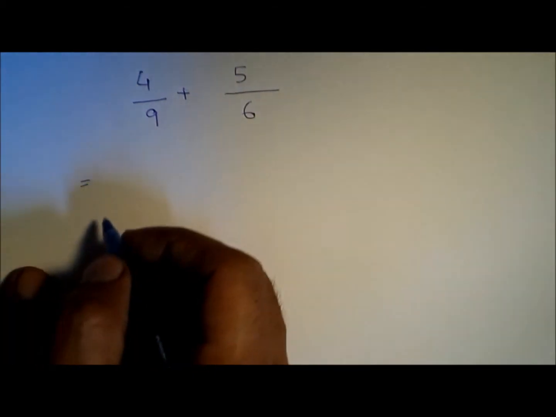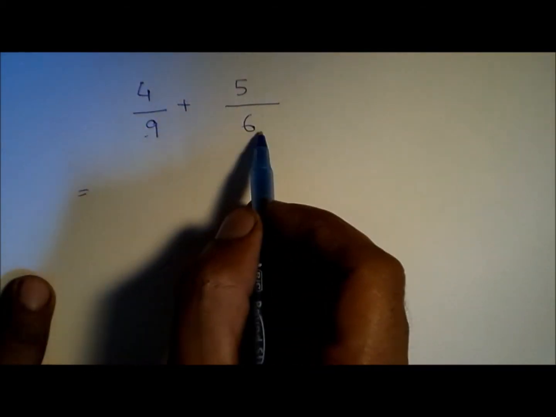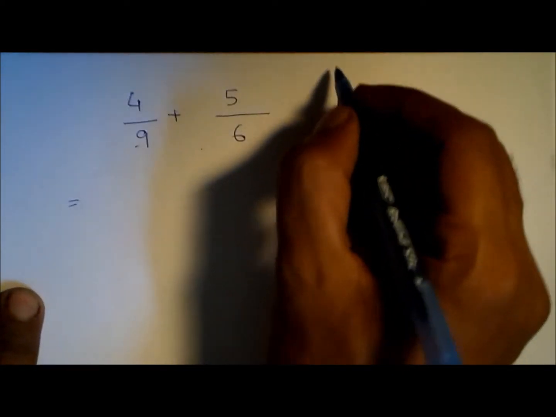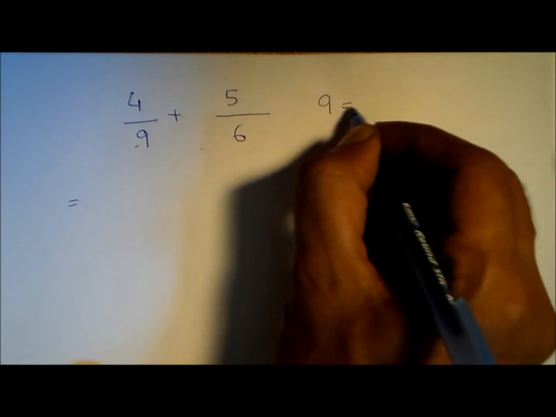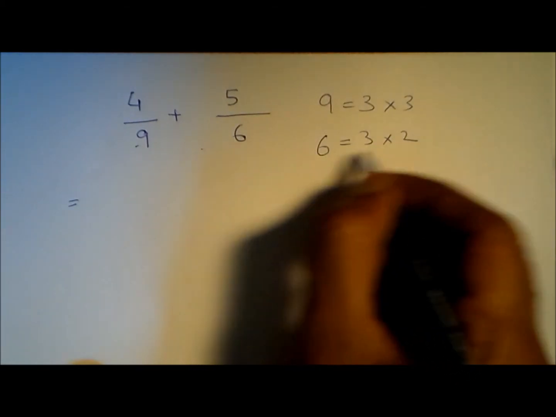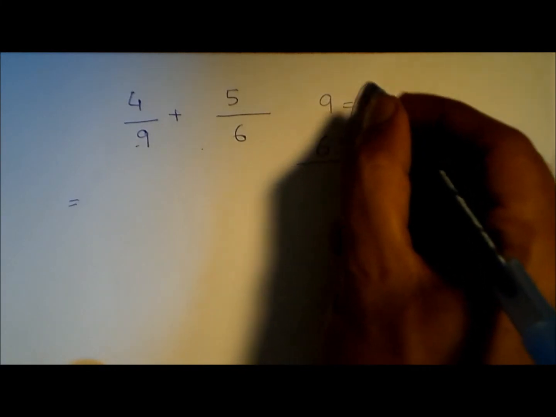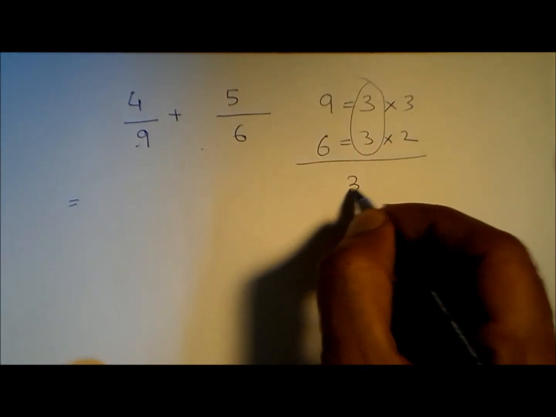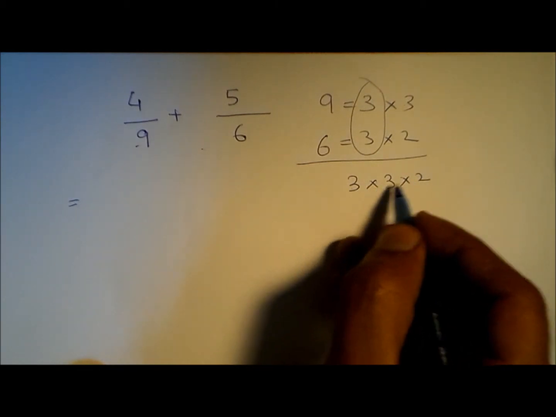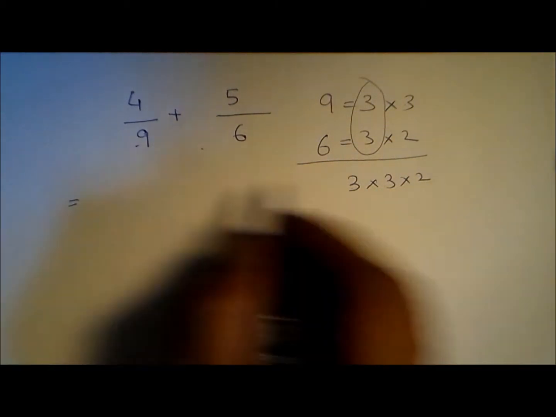Now the first thing we have to do is find the least common multiple of 9 and 6. 9 can be written as 3 into 3, 6 can be written as 3 into 2. For the least common multiple, this 3 is repeated, so we take it once, then multiply it by 3 and by 2. 3 into 3 into 2 is 18.